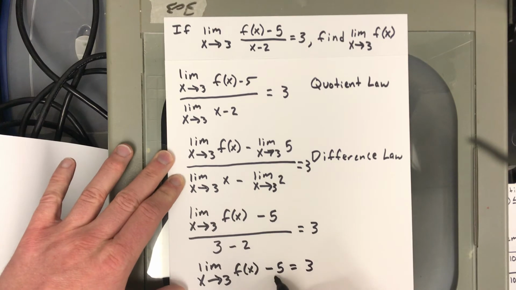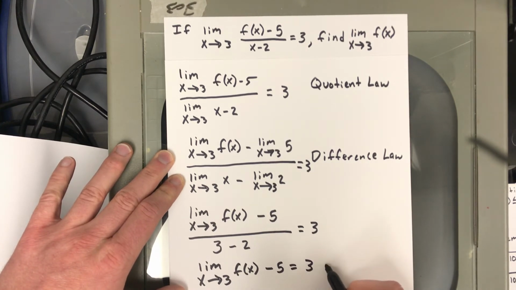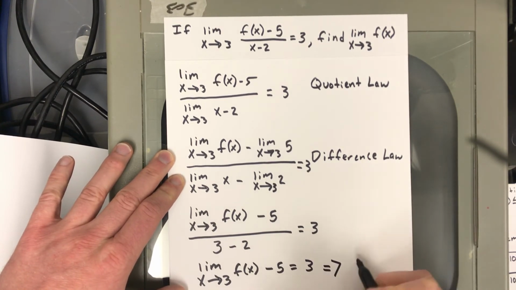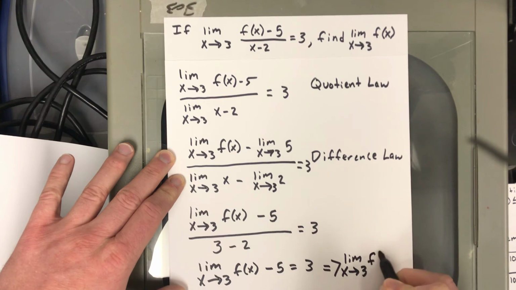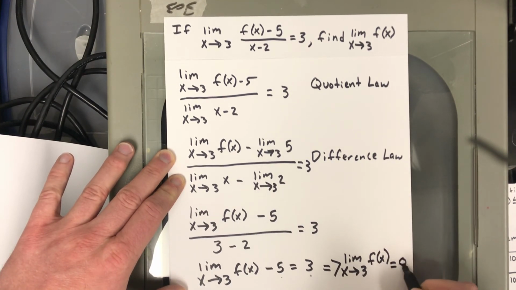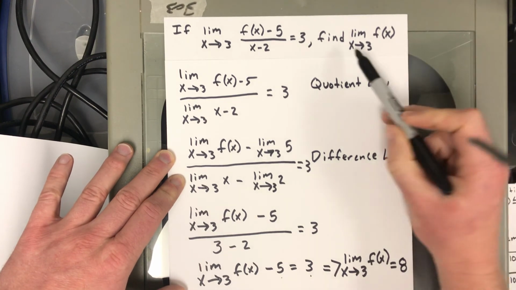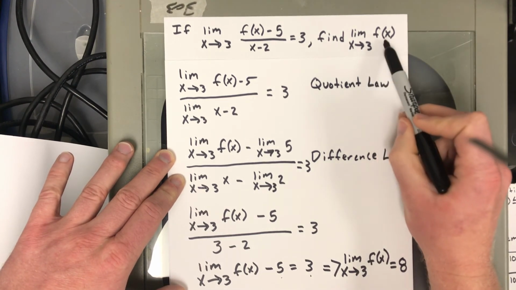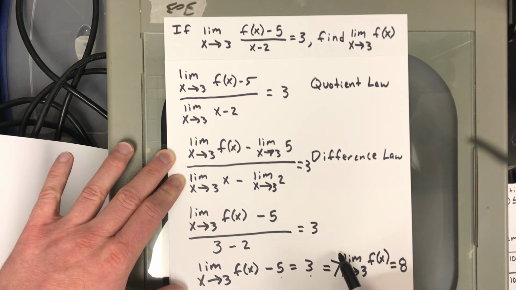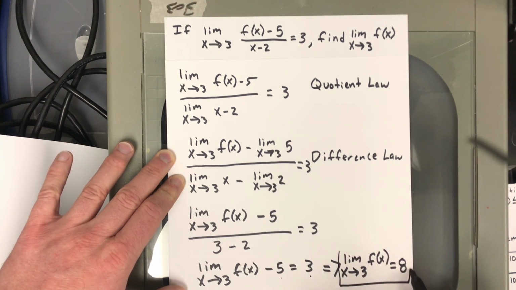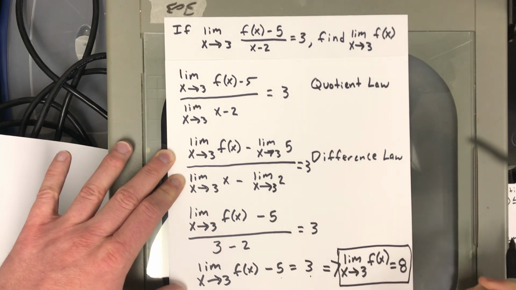So then if I add 5 to both sides, that's going to imply that the limit as x approaches 3 of f of x is going to equal 8. So remember, we're trying to find the limit as x approaches 3 of f of x. We found it. The limit as x approaches 3 of f of x is going to equal 8.